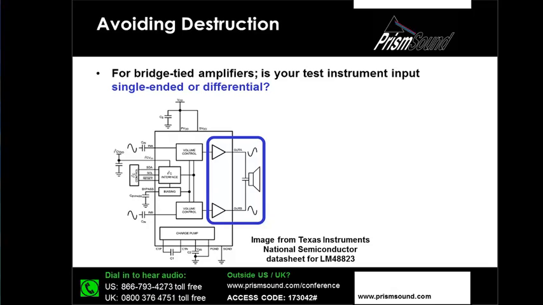So, ask yourself the question, before you connect anything, does your test instrument have a single-ended or a differential input? In the case of an oscilloscope, there's a good chance if you have a two-channel scope that even if it is single-ended, ground-referenced, you may be able to use two probes in tandem and set them up in differential mode. But remember to do that before you connect the probes.